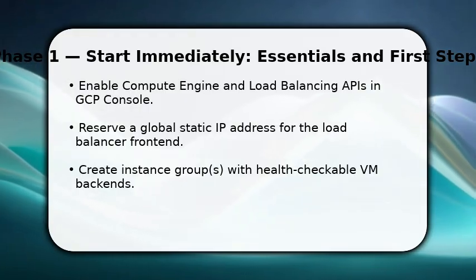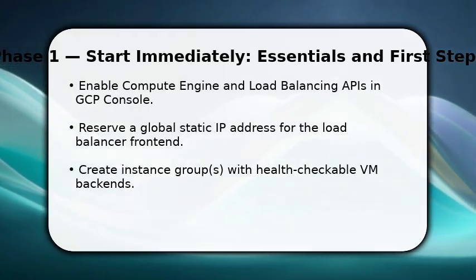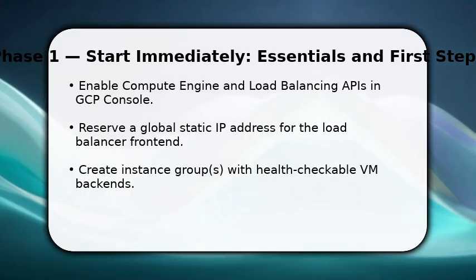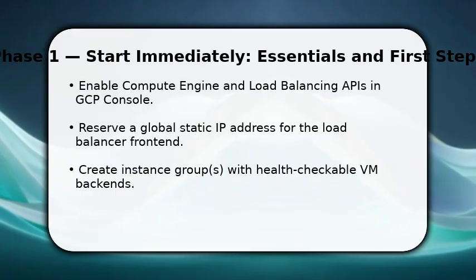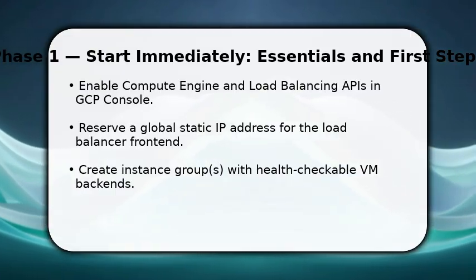Once done, add a health check to each instance group. Health checks tell GCP which VMs can receive traffic. Make sure to use the correct protocol and port, because the health check determines routing decisions.